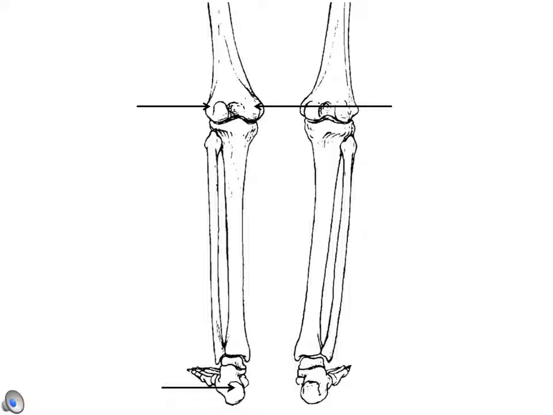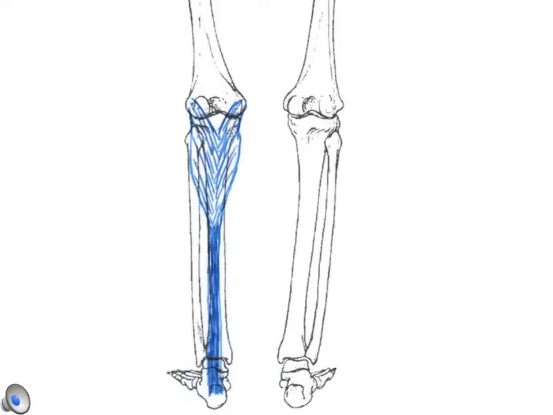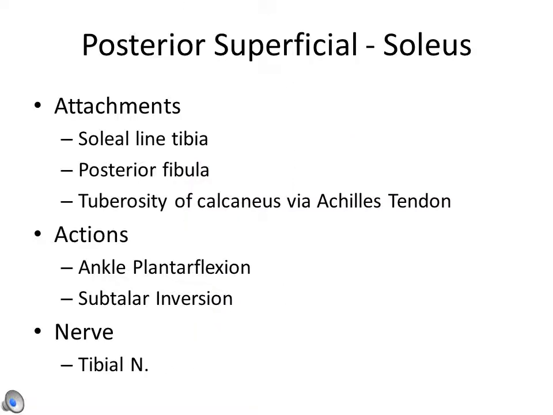Pause the lecture to draw in the muscle attachment and muscle belly of gastrocnemius. How does your drawing compare? Note the lateral and medial heads of the gastrocnemius muscle. The soleus muscle lies deep to the gastrocnemius, but is considered one of the posterior superficial muscles.